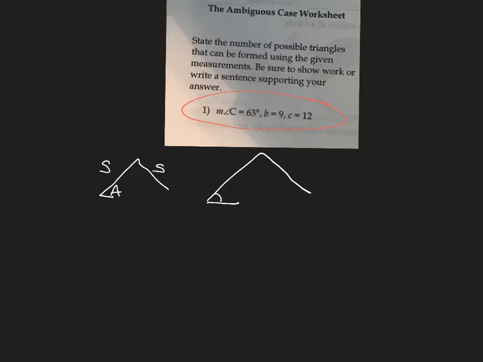So the angle they give me is C. So this is C, and this is 63 degrees. If this is big C, the angle, then across from it is little c, the side, which is 12. And then we have our other side here, B equals 9. So the questions you should ask yourself are, 1, angle is blank. The angle they give me is acute.